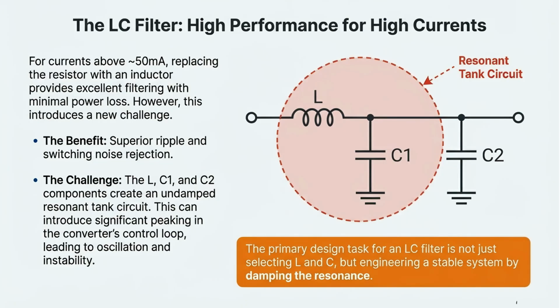For currents above 50 milliamps, the LC filter offers superior filtering with low power loss. The challenge is the undamped resonant tank circuit, created by LC1 and C2, which can cause oscillation and instability. The primary task is damping this resonance.